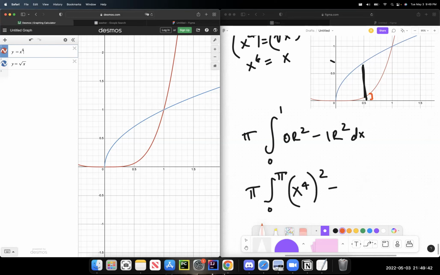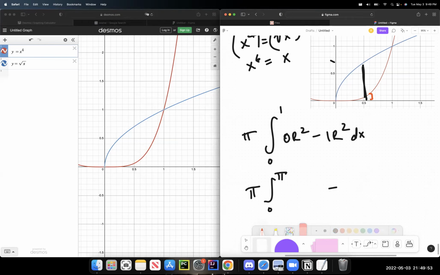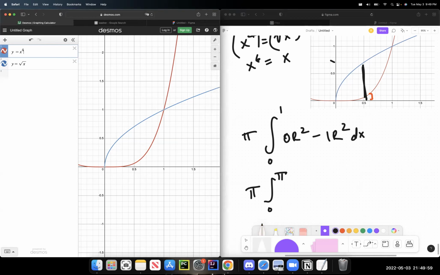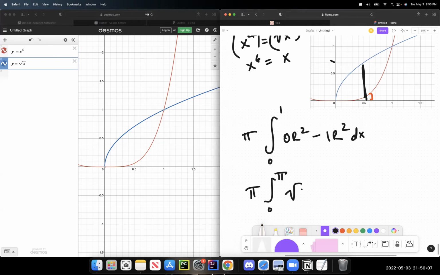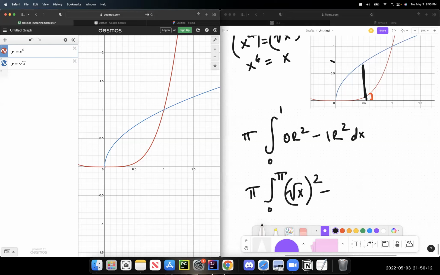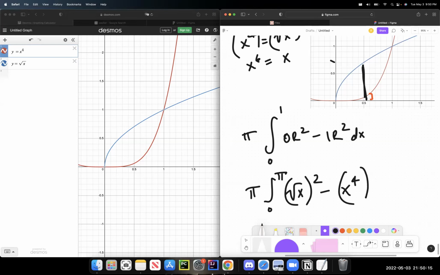But nonetheless, this top curve is actually under root x, and the bottom curve is actually the x to the fourth. So essentially, just a quick gut check, we should actually have the bigger curve, the top curve, as the outer radius. So it should be under root x squared minus the inner radius, this one here, x to the fourth squared dx, from what it seems to be 0 to 1, right?